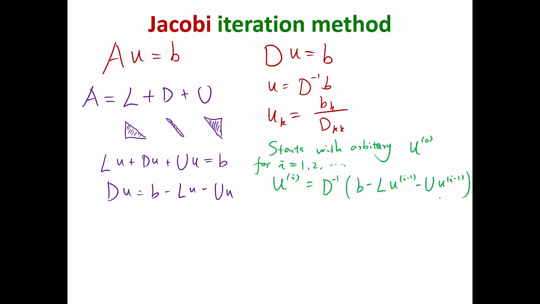So why am I doing this? I'm doing this because this is easy to do. Because D inverse is trivial to compute. Remember, when we compute D inverse times something, it is just equal to that something divided by the diagonal entries of D.